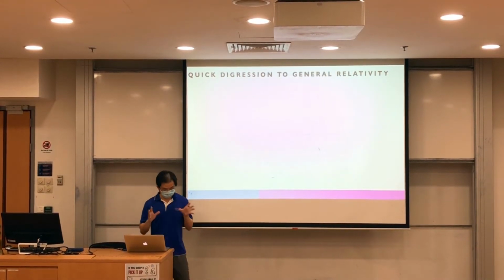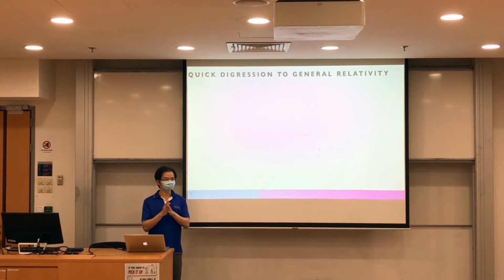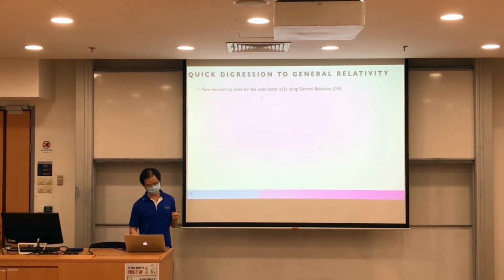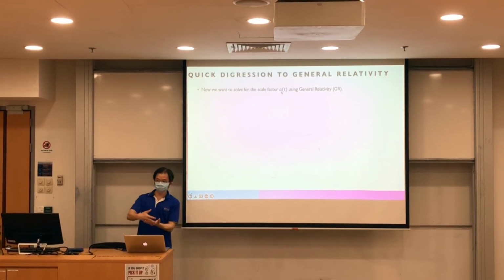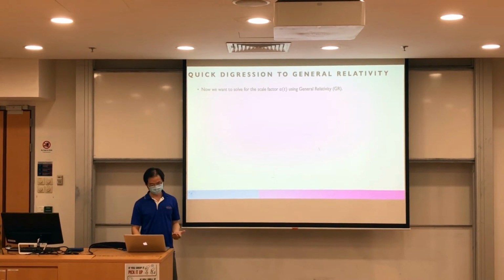So we will now make a quick digression to general relativity. One slide. What we actually want is to solve for the scale factor. We want to solve it because that's the only unknown. If you solve it, you will have the full knowledge of the theory that we are working with. To solve it, you will be using general relativity. That's what we do in the course.